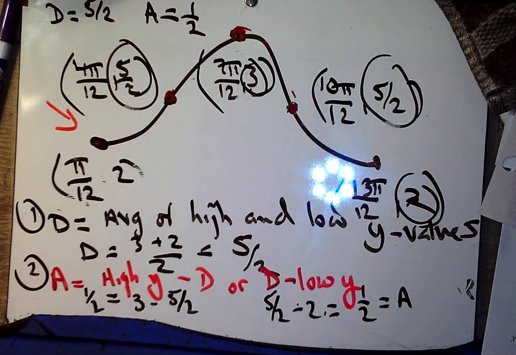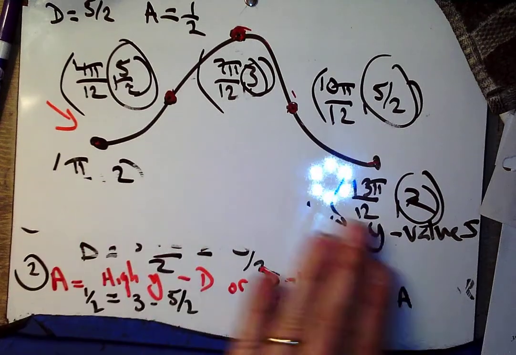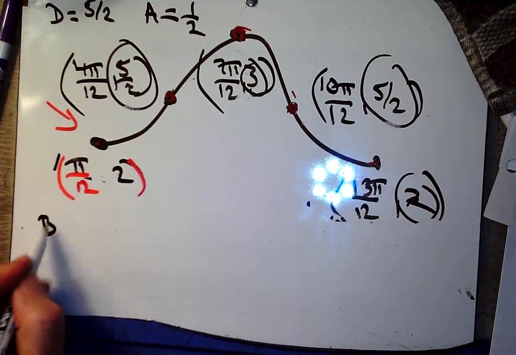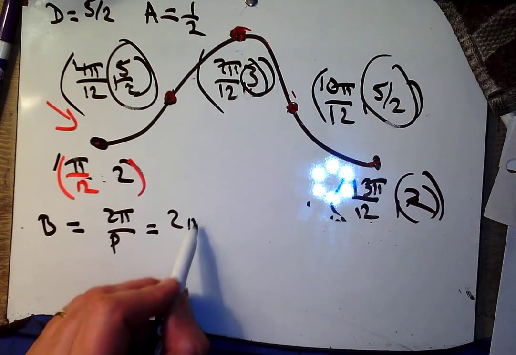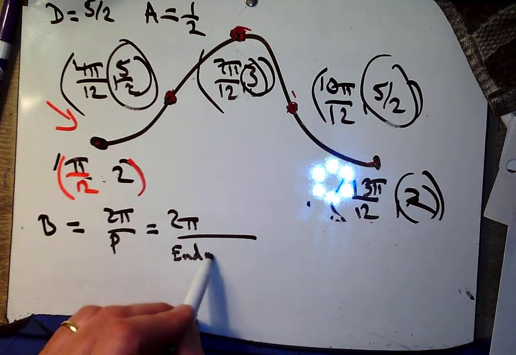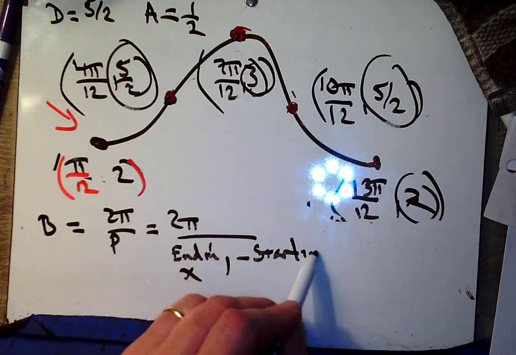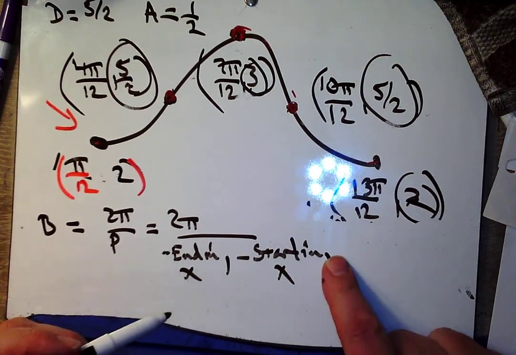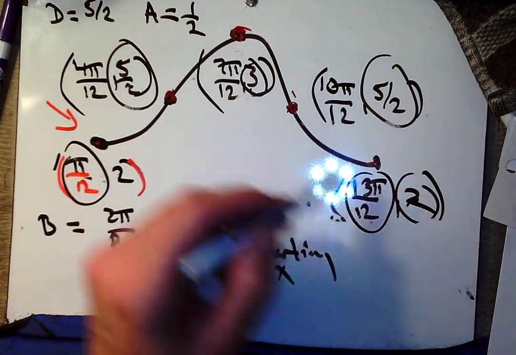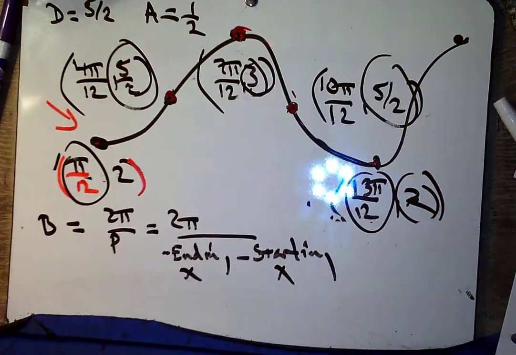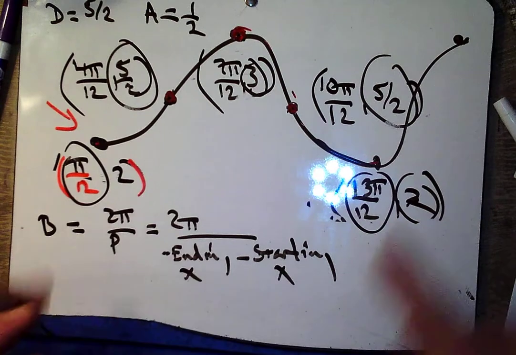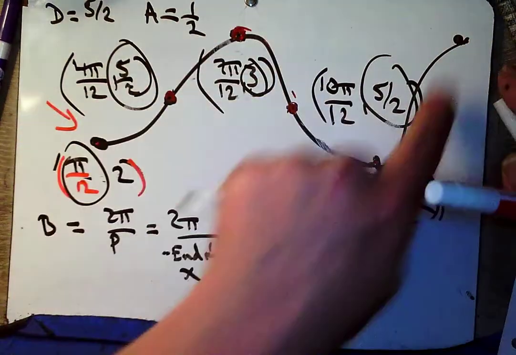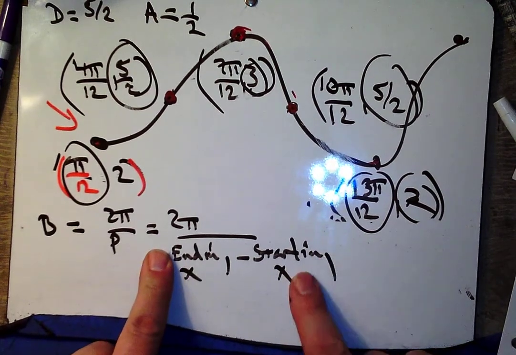Now, what about B? What about C? So for B, we already know 2 pi over the period. And that's 2 pi over ending x minus starting x. When I say ending and starting, I mean the period starts here and the period ends here. If my graph continued on and you saw another point over here, that's more than one period, so I'm not going to be using that point. That wouldn't be my ending point, unless I started here and ended here, that one full cycle shape. Okay? So where the period ends, where the period starts.